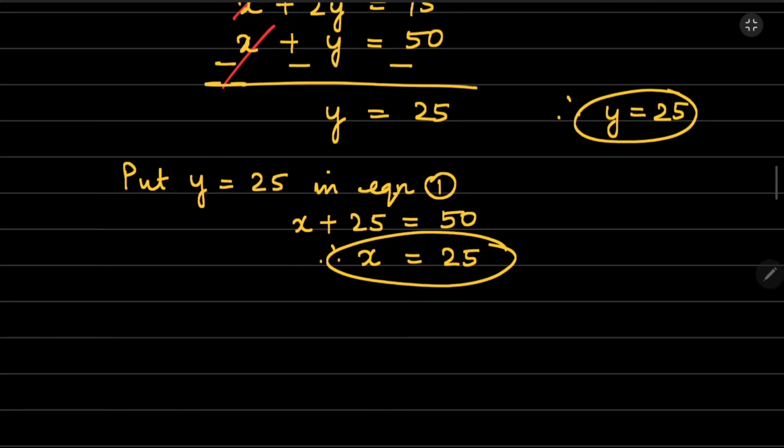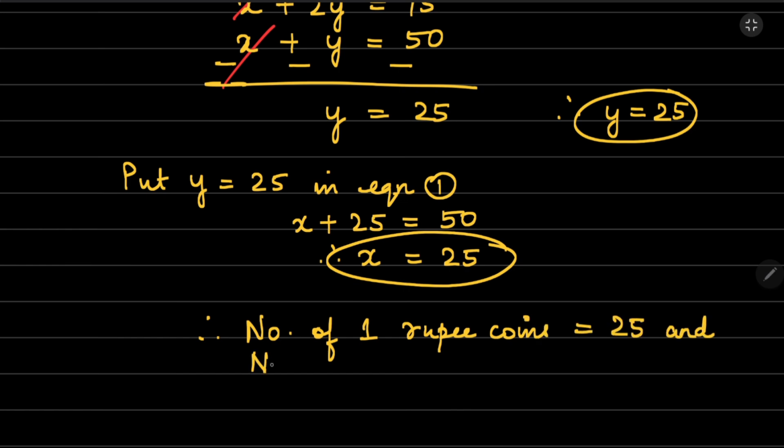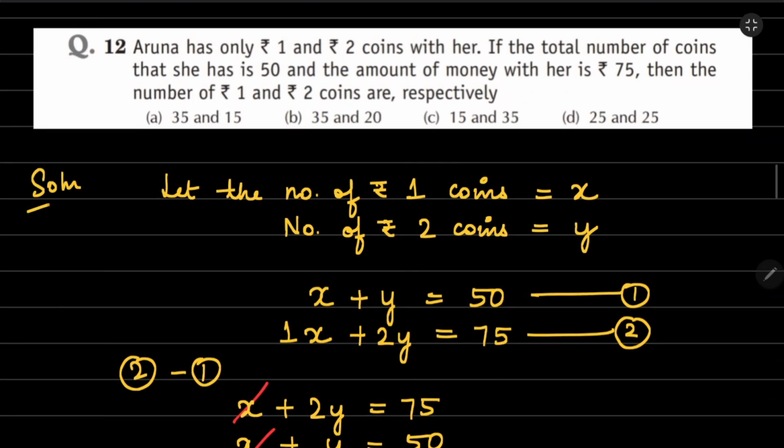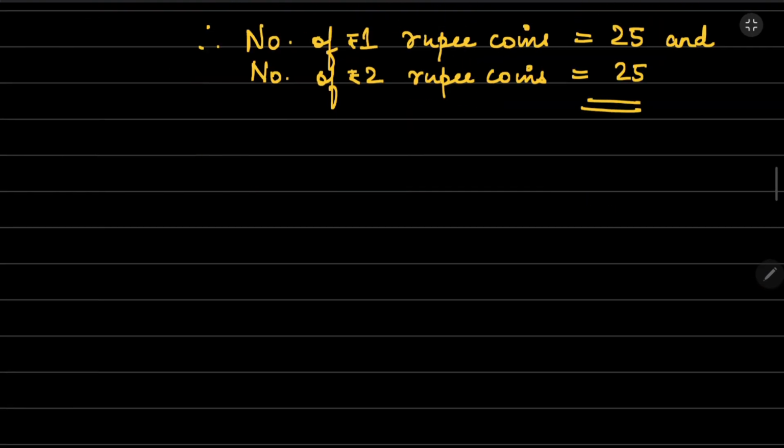So you can write down: therefore, the number of 1 rupee coins is equal to 25 and the number of 2 rupee coins is also equal to 25. Okay, so that's how you have to do these kinds of questions, money related questions or coin related questions. Let's move on to the 13th question.